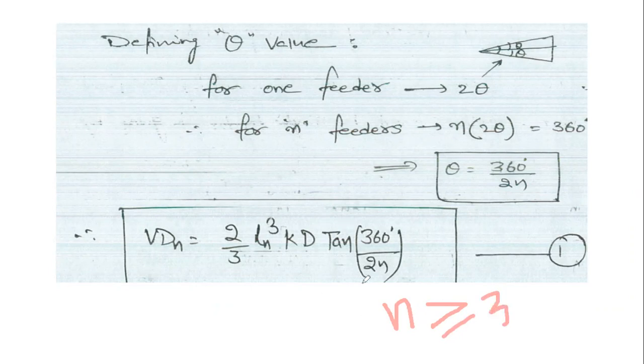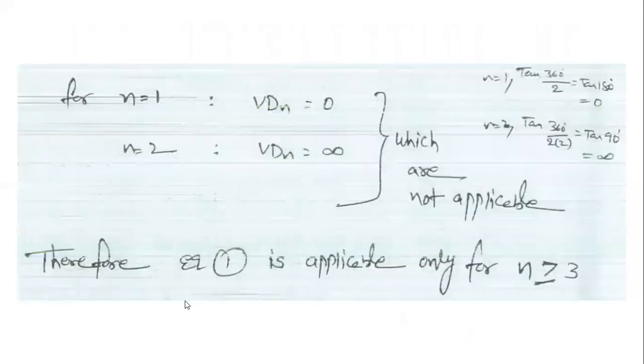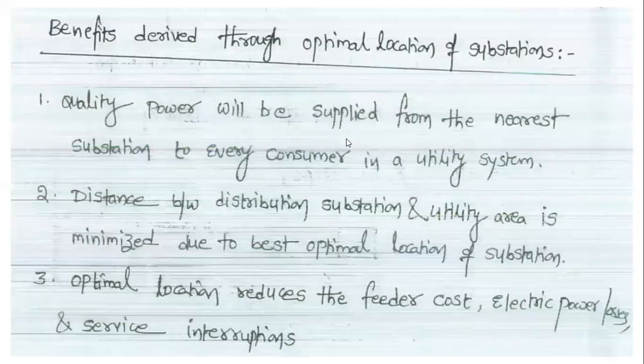For less than 3 feeders, the voltage drop is obtained as 0 or infinity, so it is applicable only for 3 or above number of feeders. For the first to second feeder, we cannot calculate the voltage drops with this formula. Therefore equation 1 is applicable only for n greater than or equal to 3.